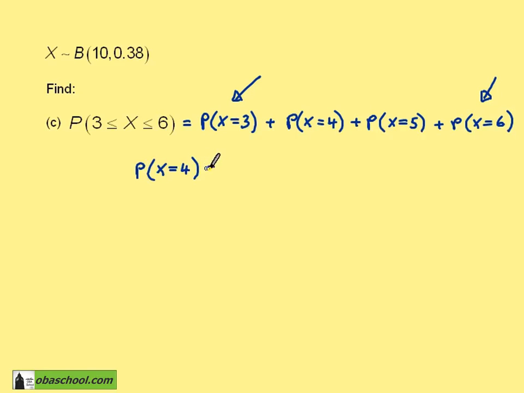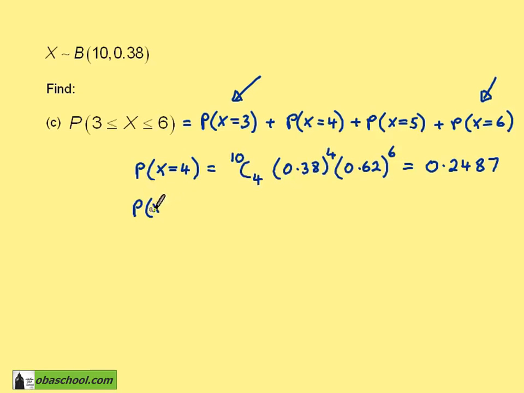This will be given by 10 for the number of trials, C 4 for the number of successes, times 0.38 to the 4, times 0.62 to the 6, which is 0.2487.